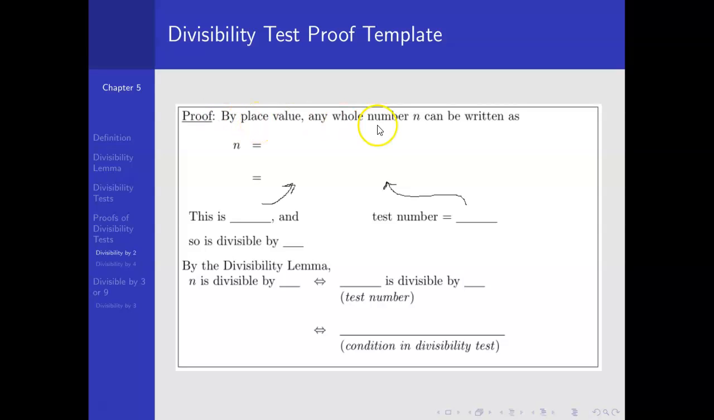But when we prove one of the divisibility tests, we're going to start out this way by place value. Any whole number n can be written as n equal, and then we're going to get a large number plus a test number. And we're going to rewrite it as necessary depending on exactly what our test is, how it's phrased. But we're going to split it up into that first part and the test number. And then we're going to use the divisibility lemma. And we're going to say it's divisible by whatever, if and only if the test number is divisible by that based on the condition. So we'll see how this goes in a couple of examples.